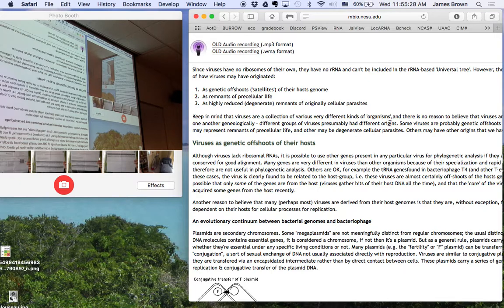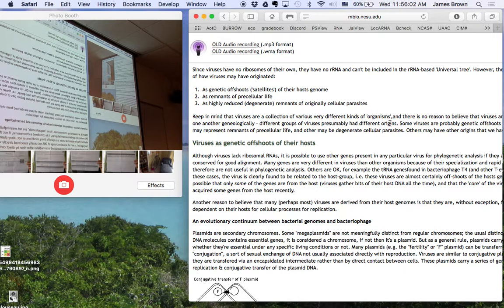So you notice in all the trees I've showed you, viruses aren't included. That may change. Basically, though, there are three possible origins for viruses. One, that they're genetic offshoots of their host. That is, they are rogue genes. Genes that originated in the genome of their host or relatives of the host that have become evolutionarily independent and their own organism, so to speak.